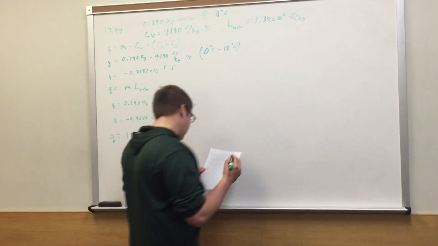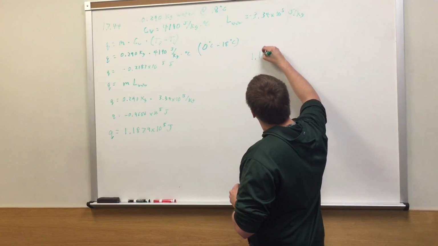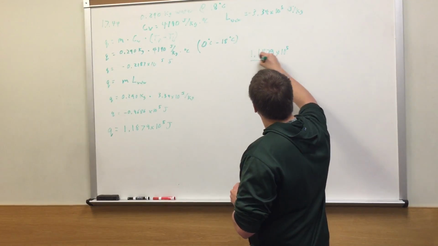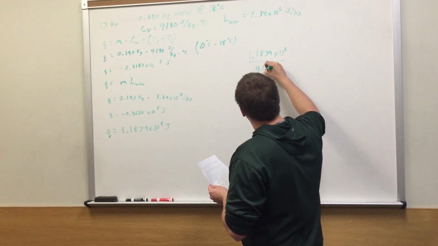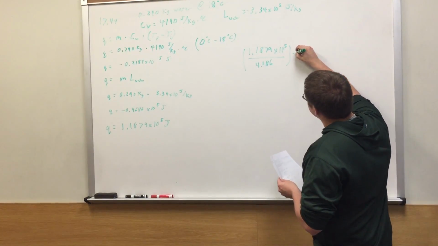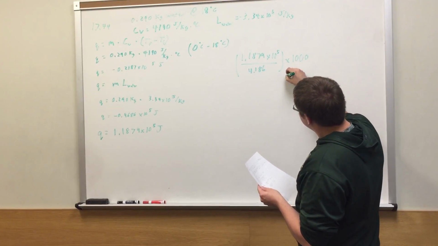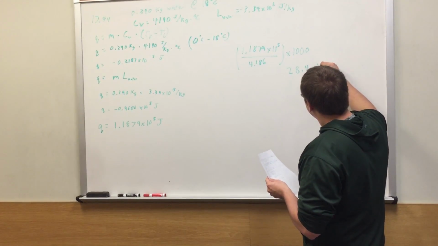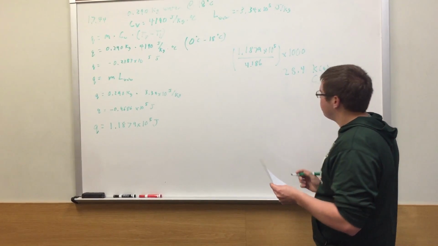To convert that to calories, we're going to take that number, 1.1879 times 10 to the fifth, divide it by 4.186, and then multiply it times 1,000. What we end up getting is 28.4 kilocalories, or capital C calories.